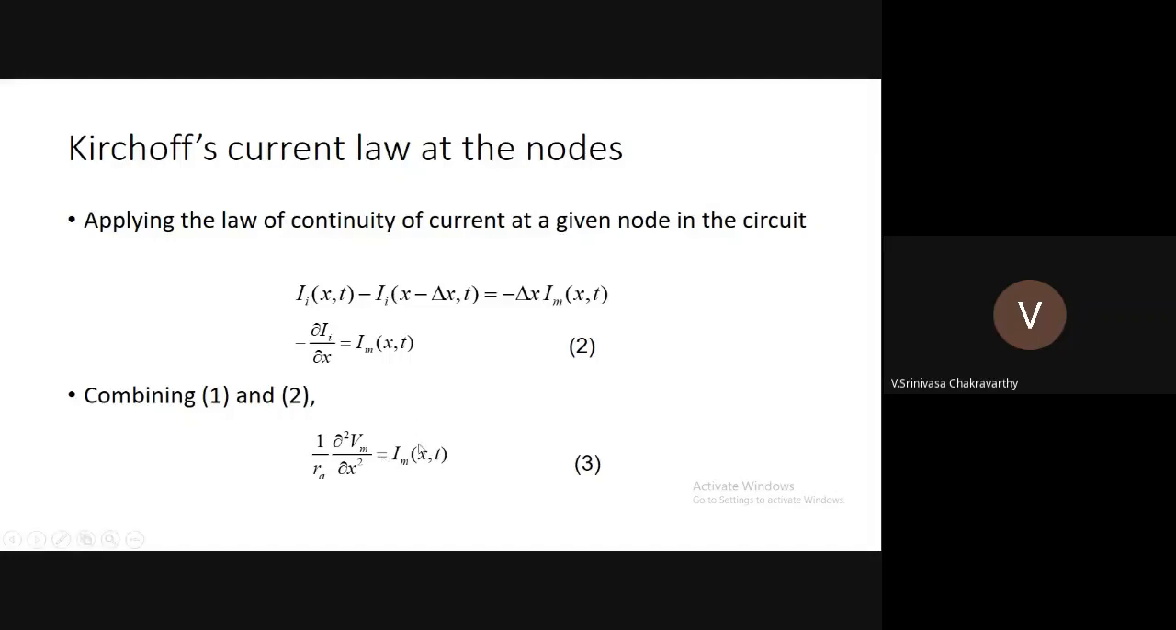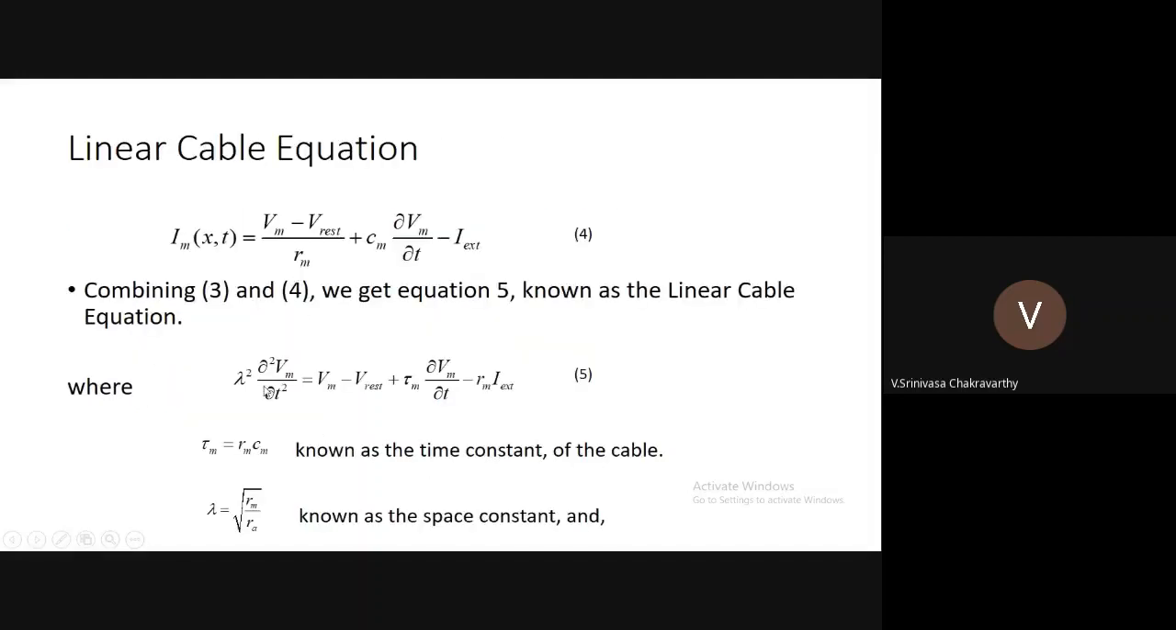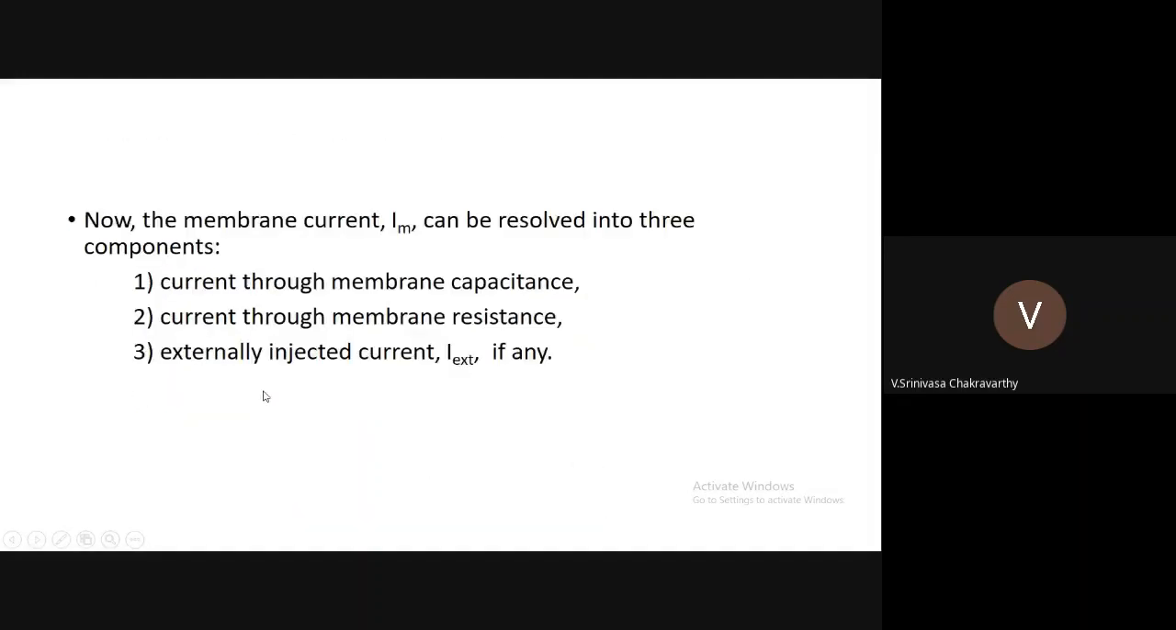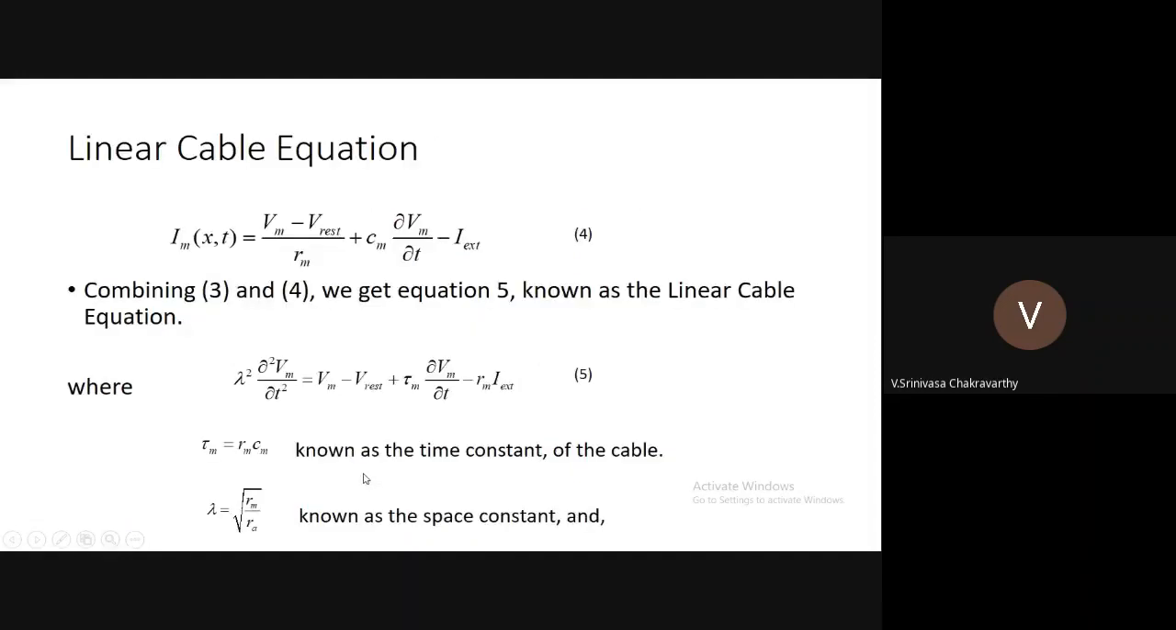Now plug that value into equation 3, and you get a more complete equation. So the quantity 1 by Ra times del square Vm by del x square is equal to this whole expression. And here we multiply both sides by Rm.